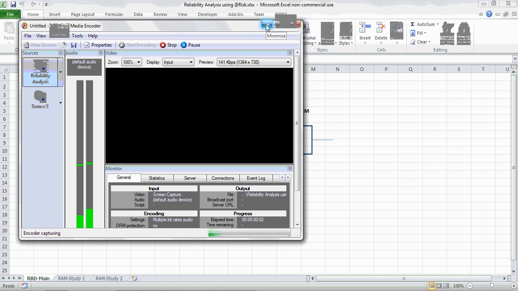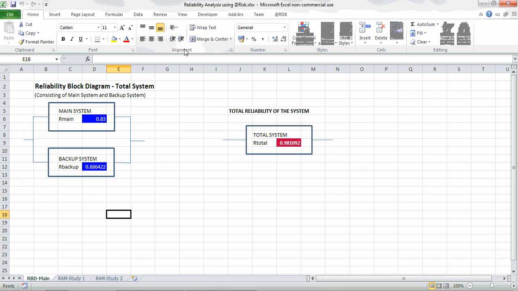Hi there. This is a reliability analysis of an on-site process plant using Address. So you can see here I made a reliability block diagram where you have the main system here and a backup system. The one shown here in blue is the reliability of the main system, and the reliability of the backup system is shown here.